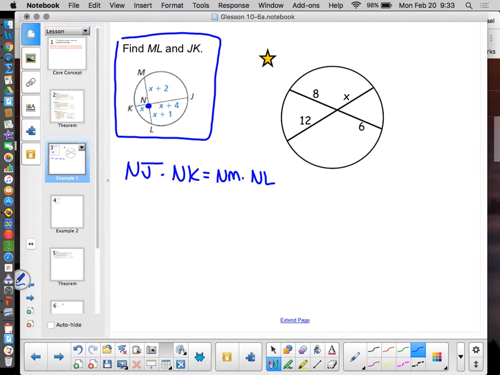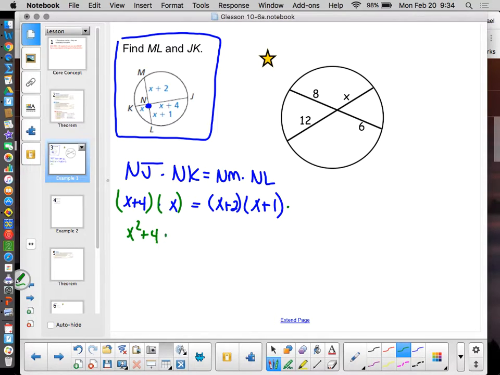And so we just substitute in our values. NJ is x plus 4, NK is x, NM is x plus 2, and NL is x plus 1. Now there's a little bit of algebra to work on here. Nothing too horrible. But we are going to have to do a little algebra that we're not used to doing, especially over on this side where we have to FOIL.